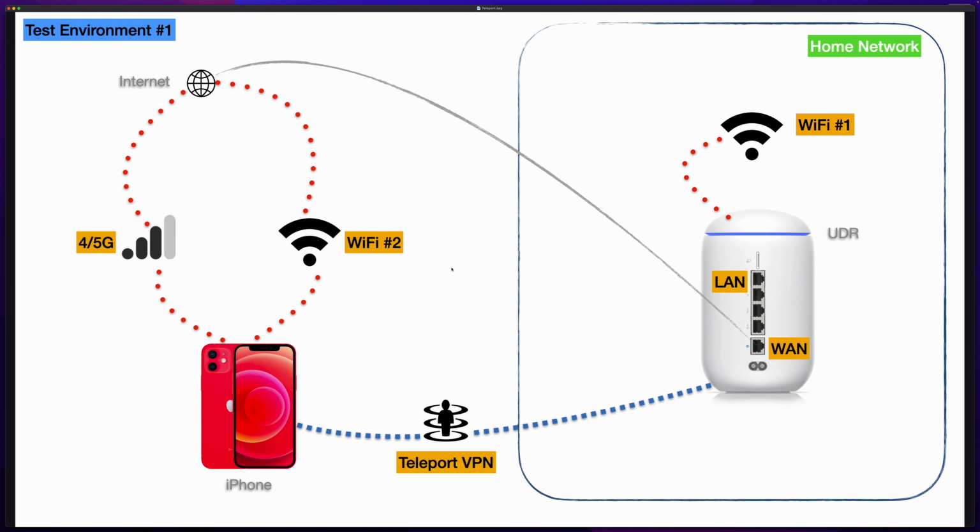Let's start from the most common usage for home users, where you have a UDR as the main router in your home network, and then you have a cell phone. You are outside, away from your home. Now you want to connect to VPN. Let's see how it works.